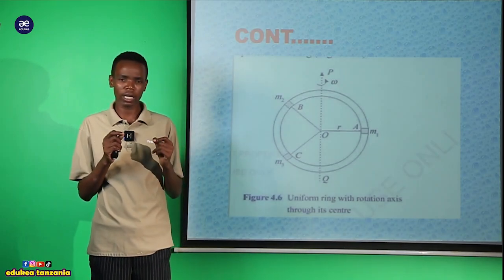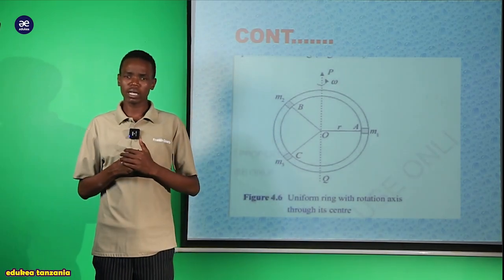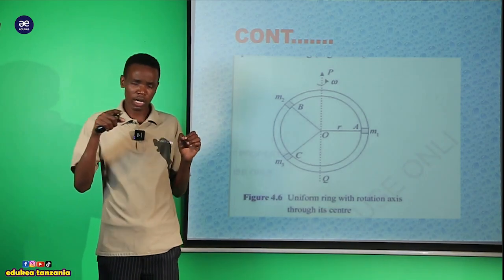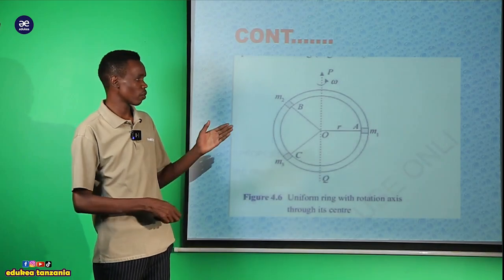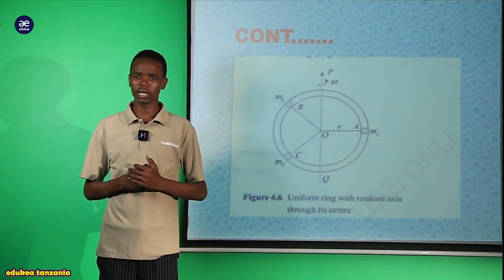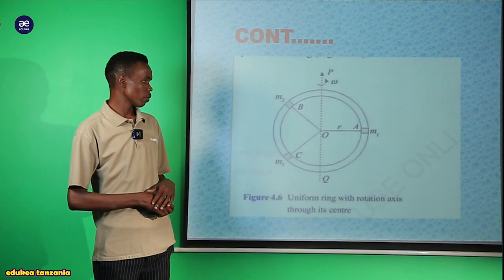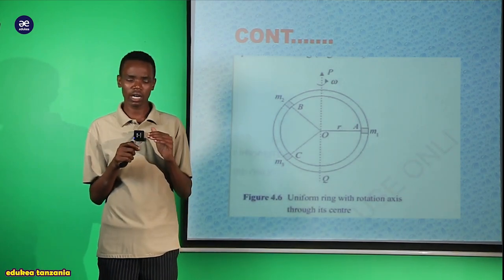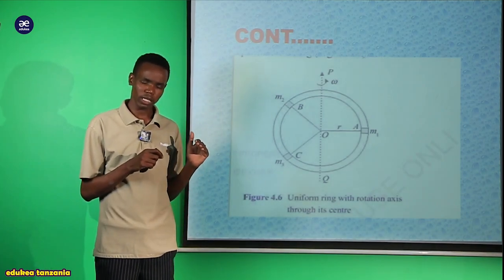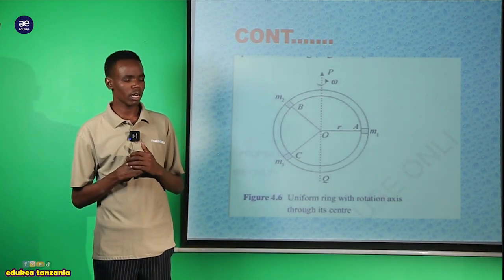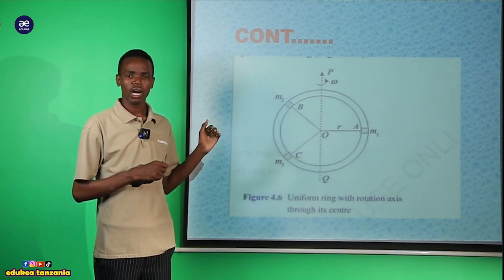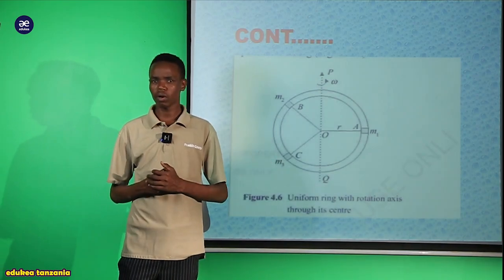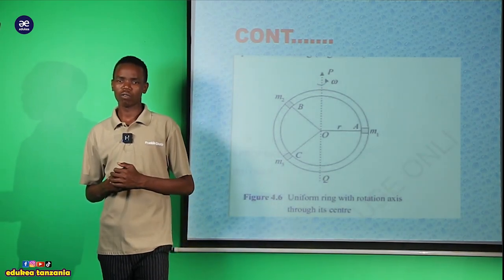perpendicular to the plane of the ring, the angular velocity must be constant. It means that the angular velocity that is used to help the ring rotate will be the same for all particles that are found inside the ring. And after that, we say that the distance between the point A and the center must be equal to the distance between the particle B and the center, and also the same for C. This must contain the same distance from the axis of rotation.